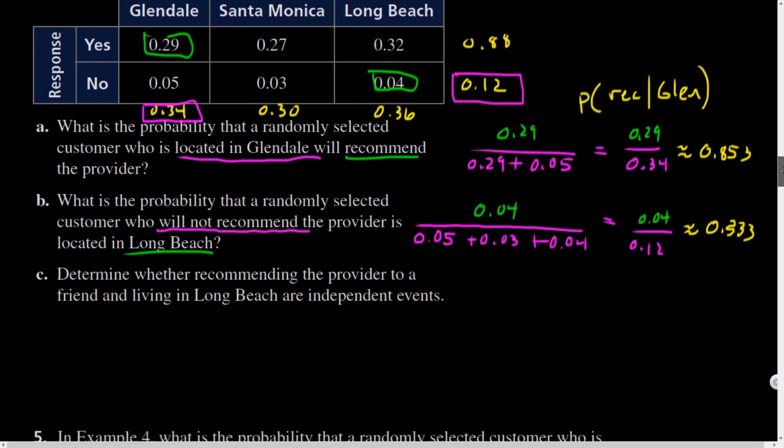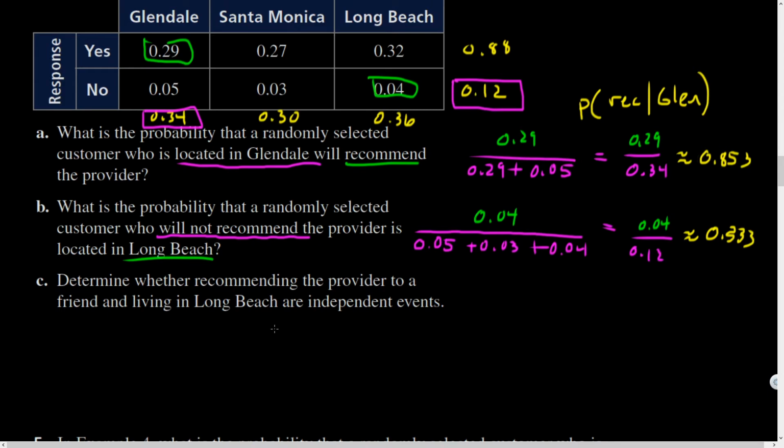Now, this problem gets a little bit more interesting in this question here, and this actually goes back to when we were talking about probabilities of independent events in the last section, I believe 10.2. I'm going to try to figure out, are these two different probabilities similar? Let me read this question. Determine whether recommending the provider to a friend and living in Long Beach are independent events.